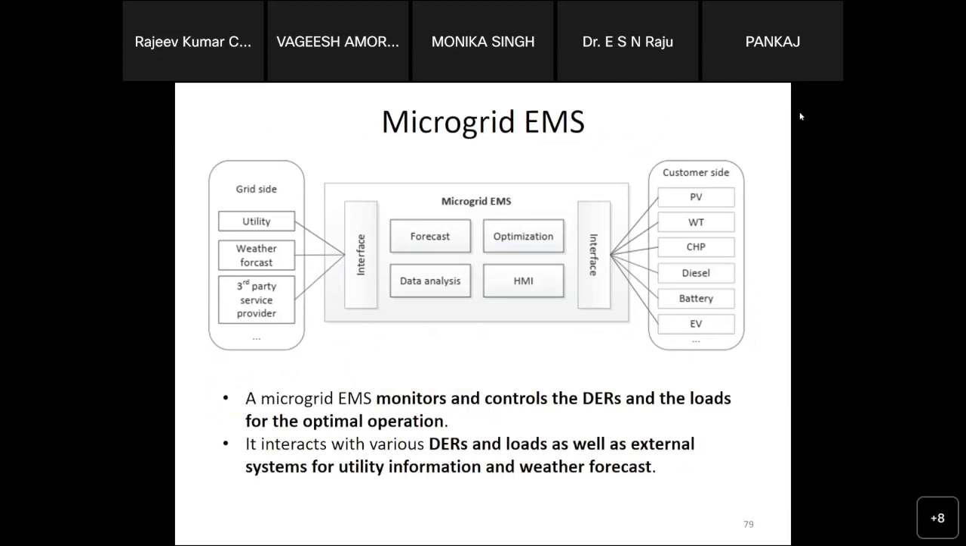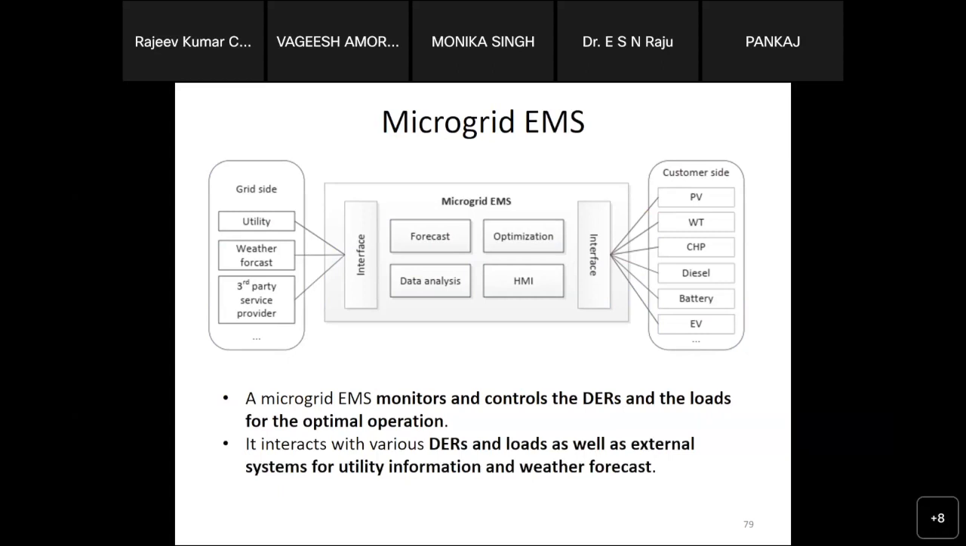So here I am showing the microgrid EMS. As we can see, on the left side we have the grid side utility, weather forecasting as well as the third party service provider. On the right side we have the customer side. So we have the two sides, one is the grid side, another one is the customer side. In the grid side you have the utility, you have the weather forecasting, we have the third-party service provider. On the customer side, we have the renewable energy sources like PV and wind turbine, and we have the non-renewable sources like combined heat power, diesel, and also we have the storage like battery. We also have the electric vehicle interface.